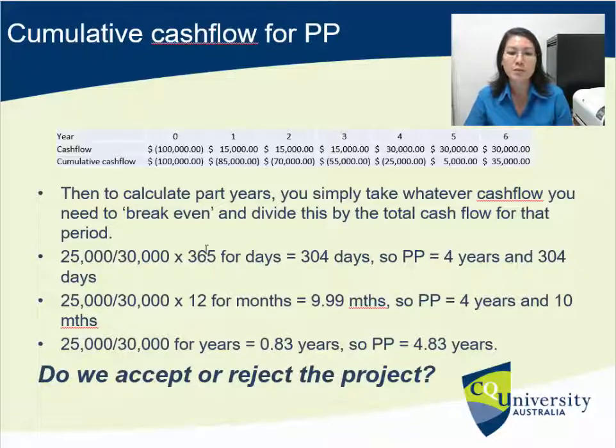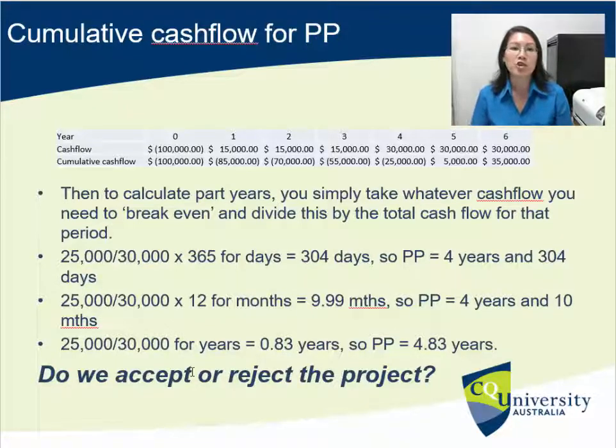So if we times it by 365 days, we will get 304 days. So the payback period would be 4 years and 304 days. With the months, it's approximately 10 months. So payback period is 4 years and 10 months. And if we needed it to be expressed as years, then payback period would be 4.83 years.